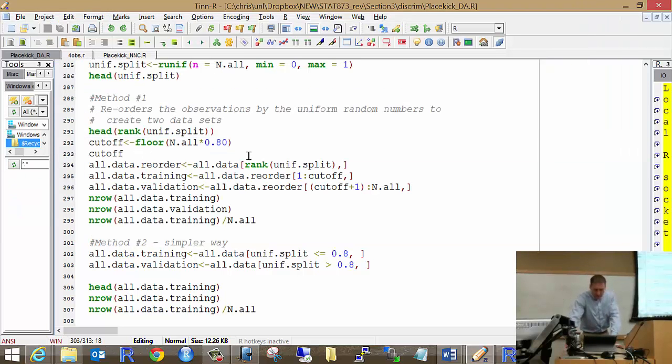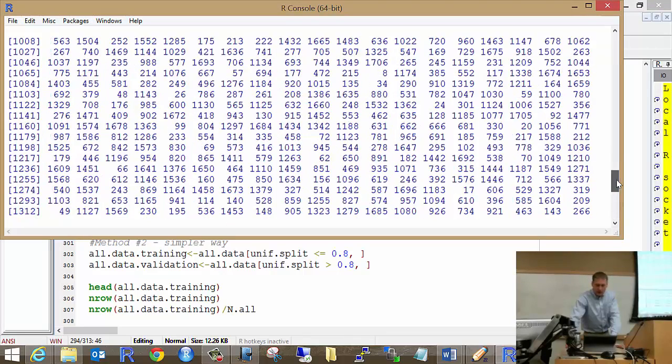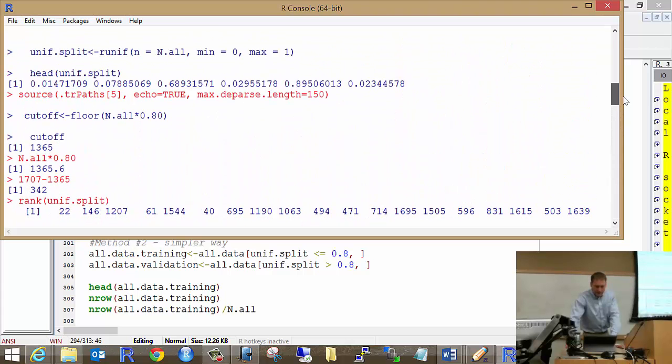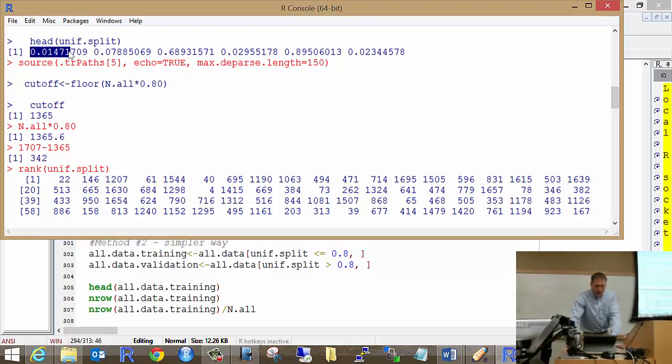Okay. Now, what I'm going to do first is rank all those uniform numbers. So again, we have 1,707 observations from a uniform distribution. I'm going to rank them all, meaning from smallest to largest. So for example, the 0.014 that we saw before is the 22nd smallest in the data set. 0.078 is the 146th smallest in the data set. This is all found with the rank function.